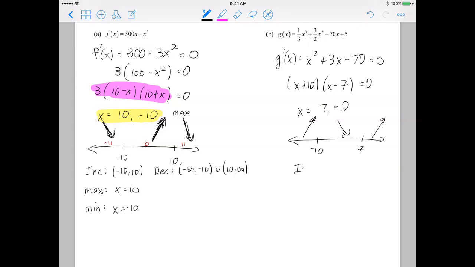Okay, so this function is increasing on the intervals from negative infinity to negative 10, and also from 7 to infinity. It is decreasing in the middle there from negative 10 to positive 7. We have a maximum point wherever the derivative went from positive to negative, and that would be at x equals negative 10, and a minimum, in this case, at x equals 7.